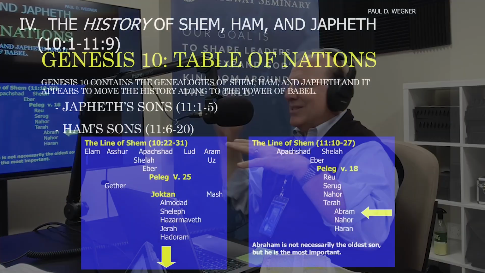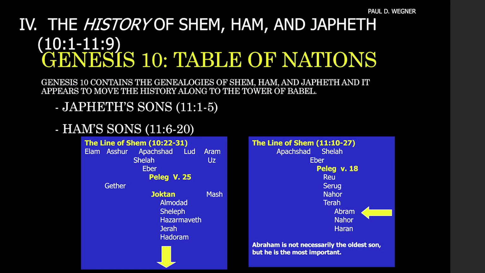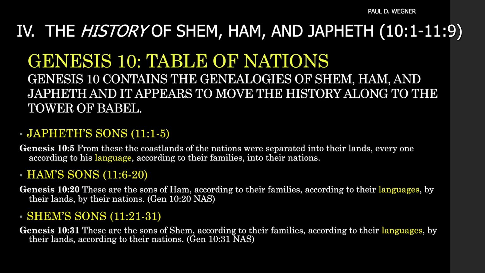Now, this is kind of interesting. We've got the table of nations in chapter 10, which is pretty much divided between Japheth's line, Ham's line, and Shem's. It's real clear. At the end of each one, it mentions, let me show you, that from these the coastlands of the nations were separated into lands, everyone according to his language. After Ham's, it says the very same, according to their languages, and after Shem's, it says that. So each genealogy ends with some kind of statement that this group of people went to their own place, spoke their own way, and did their own thing.